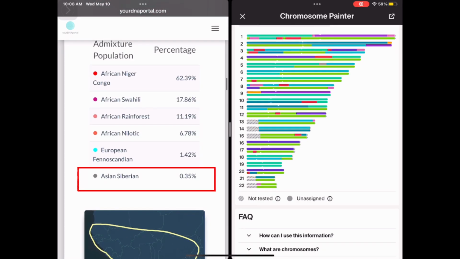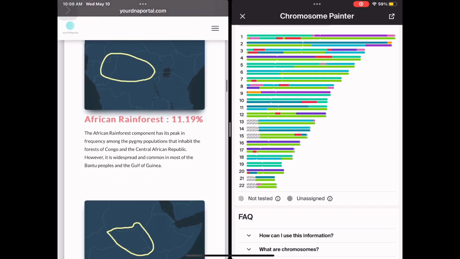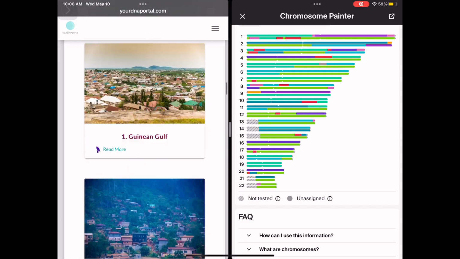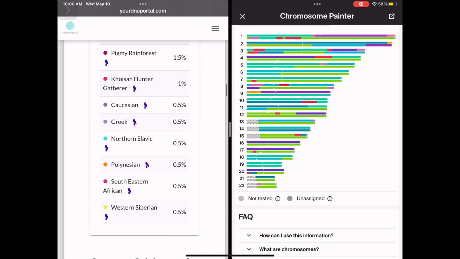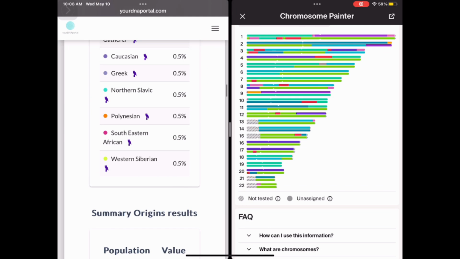Chromosome 6 is showing Asian Siberian at 0.35. And then the in-depth origins at 0.5% show Caucasian, Greek, Northern Slavic, Polynesian, Southeastern African, and Western Siberian.